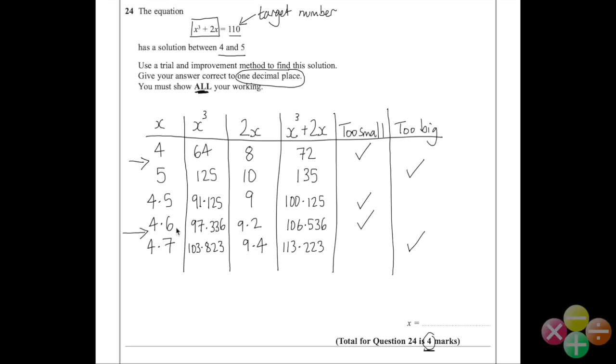Now we have to decide, are we going to choose 4.6 or are we going to choose 4.7? Well, there are several ways to do this, but the most common method is to go halfway in between, 4.65. Now, if we imagine a number line, we've got 4.6 and 4.7. If our answer when we put 4.65 in is too small, then we know that the value of x lies here somewhere, so we're going to choose 4.7 as our answer to 1 decimal place.